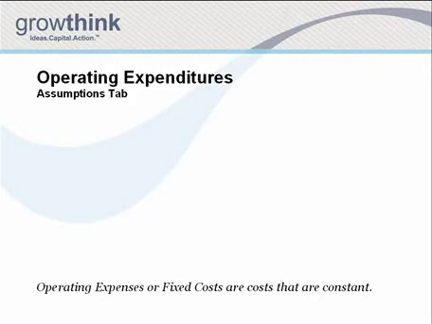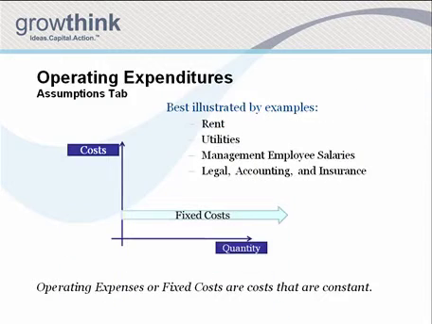The next set of assumptions has to do with operating expenses, and these are also known as fixed costs, and these are the constant costs, the costs that don't change even if times are good or if times are bad for most of it. These are fixed, so these are things like rent and utilities and management employee salaries and legal, accounting, and insurance costs. And let's go back to the restaurant example. Whether we have 100 customers on one day or 500 customers on that day, our operating expenses or fixed costs are the same. We still have to pay rent, we still have to pay utilities, we still have to pay salaries.